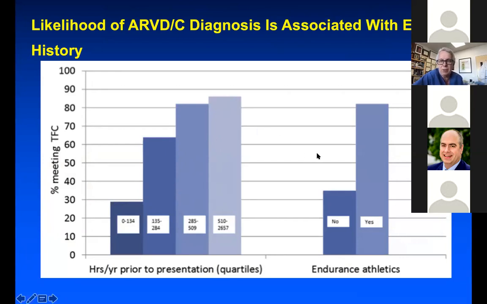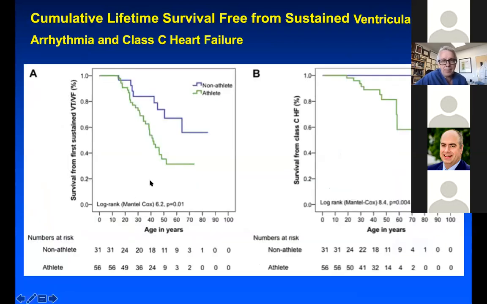Or if you said, are you an endurance athlete, yes or no? If the answer is yes, 82%, no, 33%. And then that impacted their clinical course, freedom from sustained VT and heart failure. If you weren't an athlete, you didn't get heart failure. And if you were an athlete, a lot more likely to get heart failure. If you weren't an athlete, you're less likely to have VT than if you are an endurance athlete.